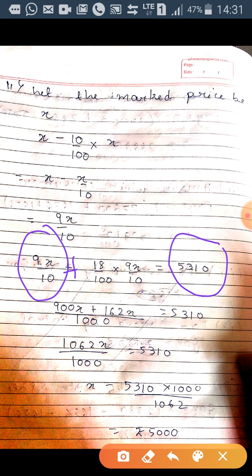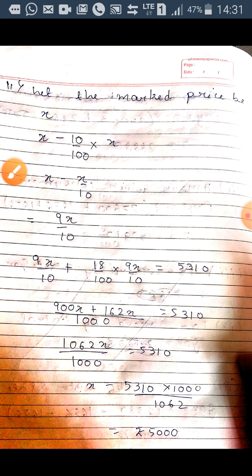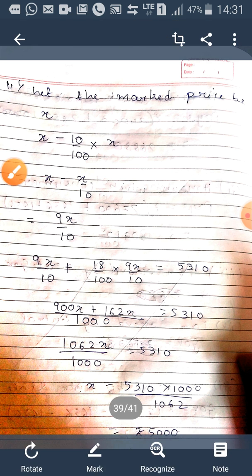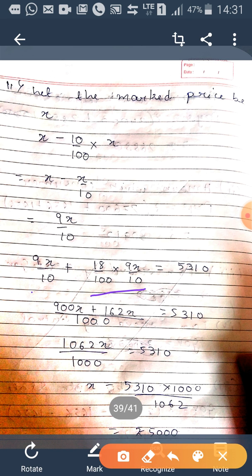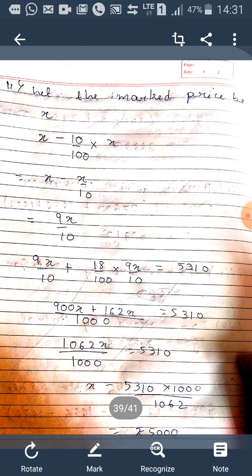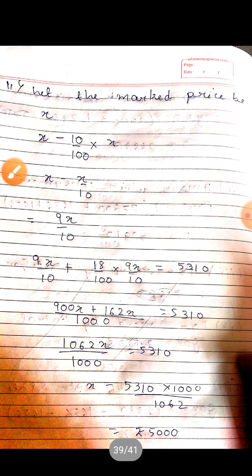So now what will I do? I will take the LCM of 10 and 1000, which is 1000, because 10 into 100 is 1000. So I'll multiply 9 into 100, 900x. And here you already have 1000, so all I need to write is the answer of 18 into 9, which is 162x. Then you solve this and you'll get x, which will turn out to be 5000.